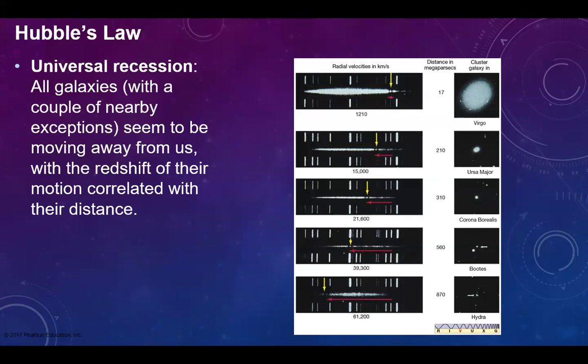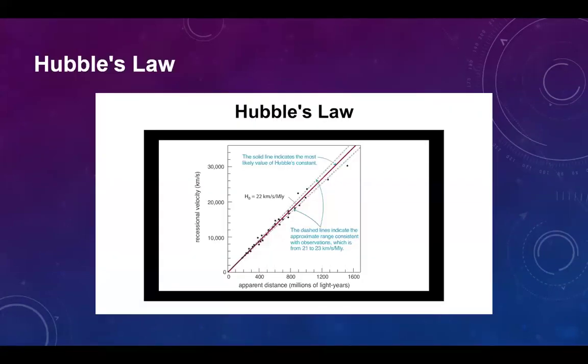So universal reception, pretty much all galaxies outside of our local group. There's a few nearby exceptions, but otherwise all galaxies have a redshift. They seem to be moving away from us. And if we look at how far away they are and at the redshift, we find that the further away they are from us, the faster they're moving away from us. And this is consistent with an expanding universe. So this is what's known as Hubble's law.